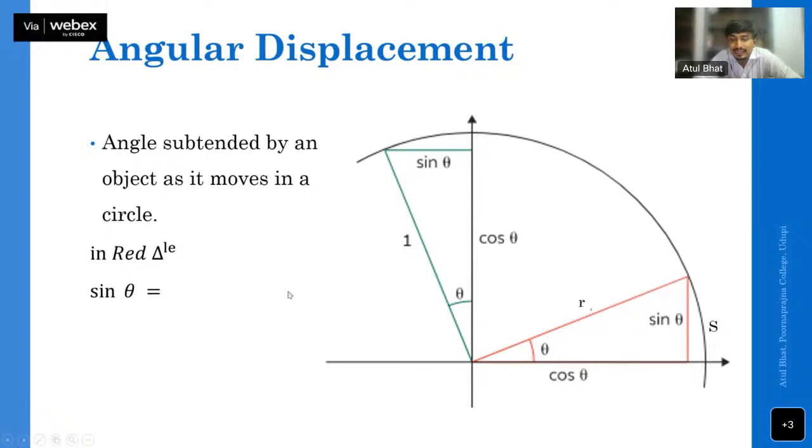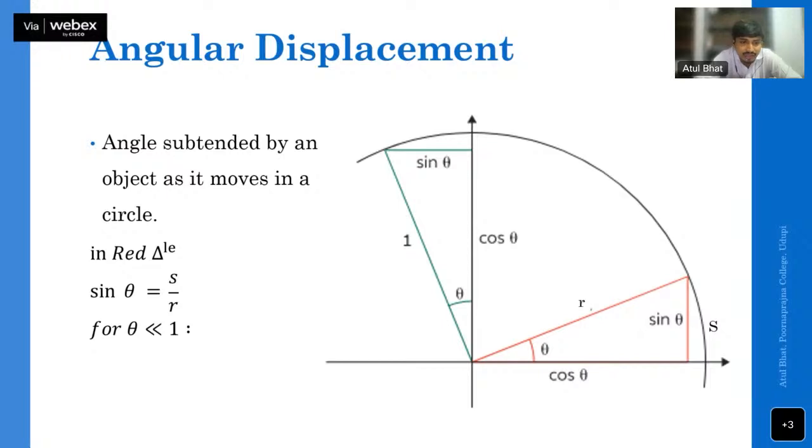If I take sine theta in this red triangle, we get the ratio of this arc, which is equal to this movement over here, s, and r, the hypotenuse of the triangle. Because sine theta is opposite by hypotenuse, we get s by r. This is only valid for very small angles, otherwise this arc is not equal to that vertical height. But let's assume it's a very small angle. Then sine theta is equal to s by r.